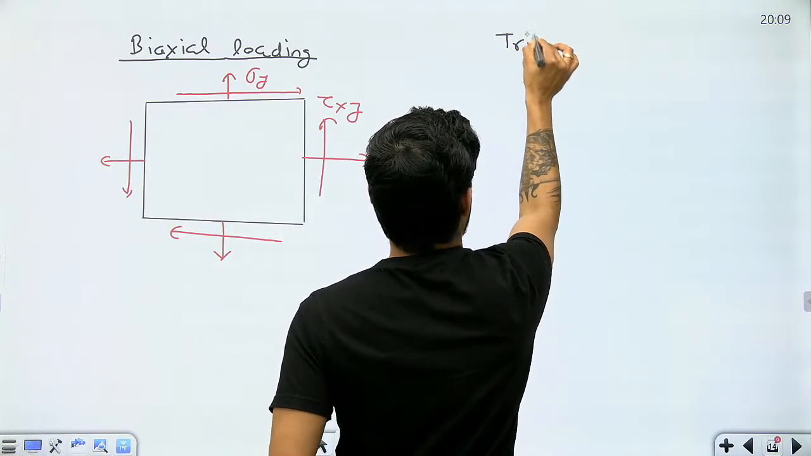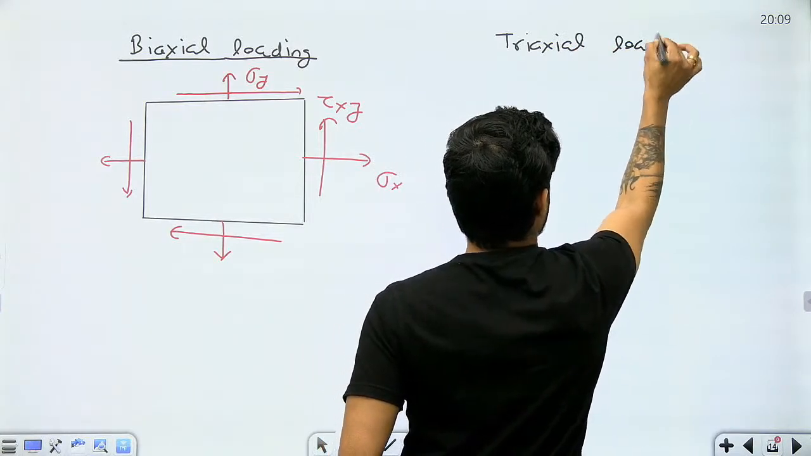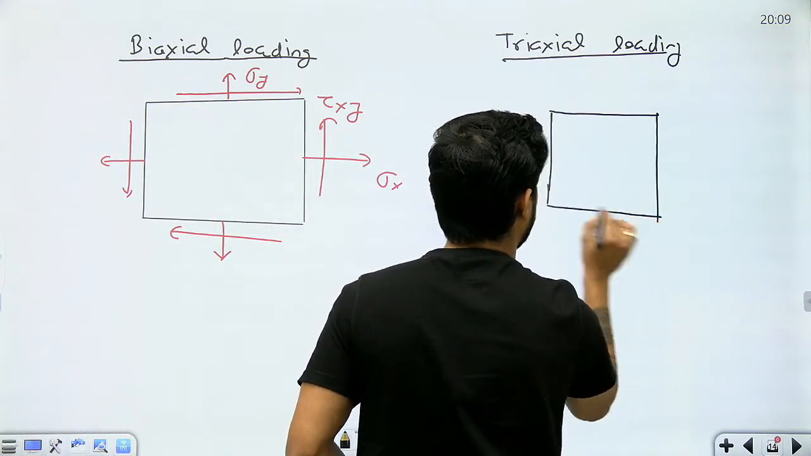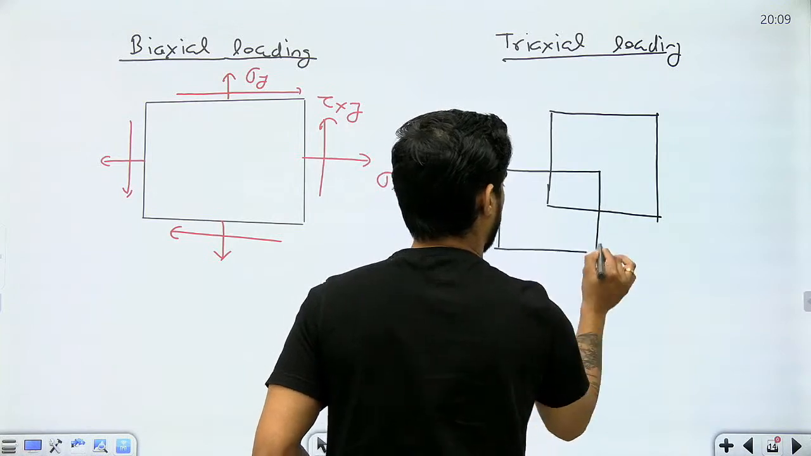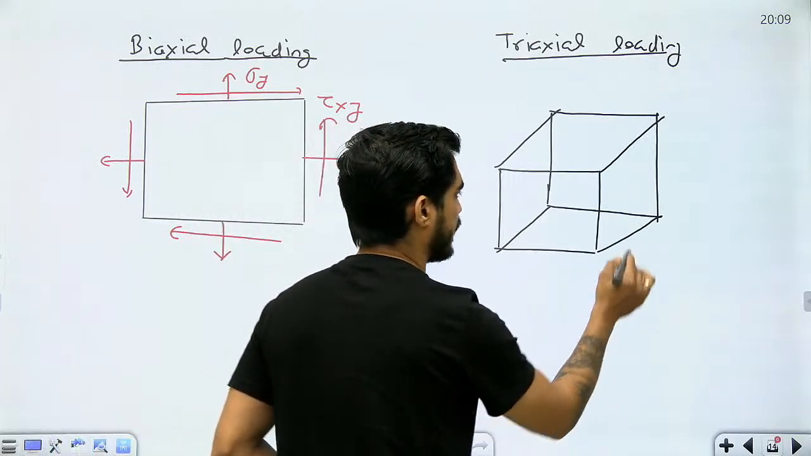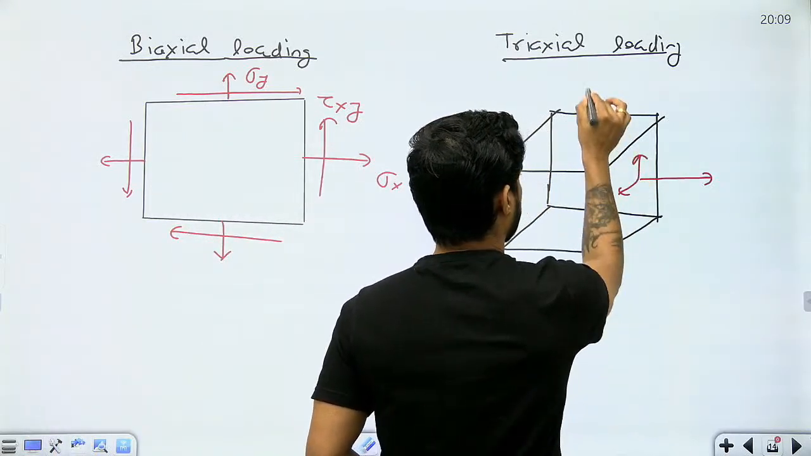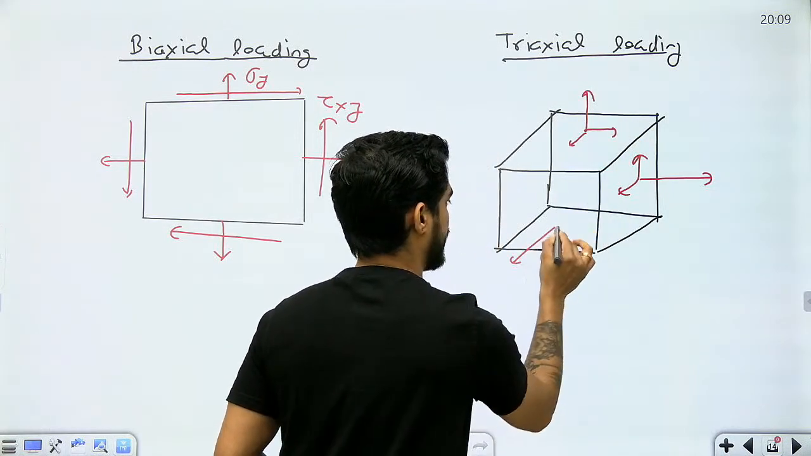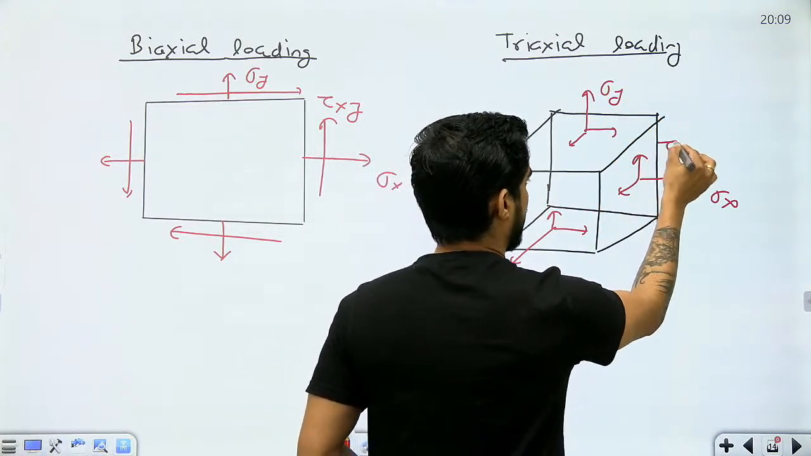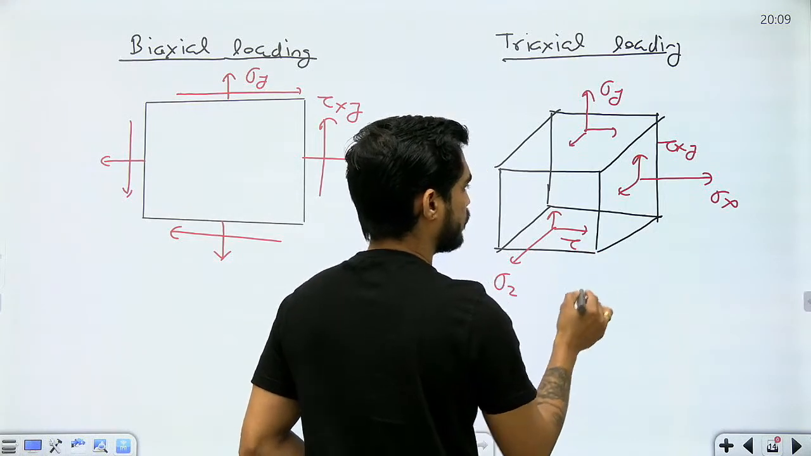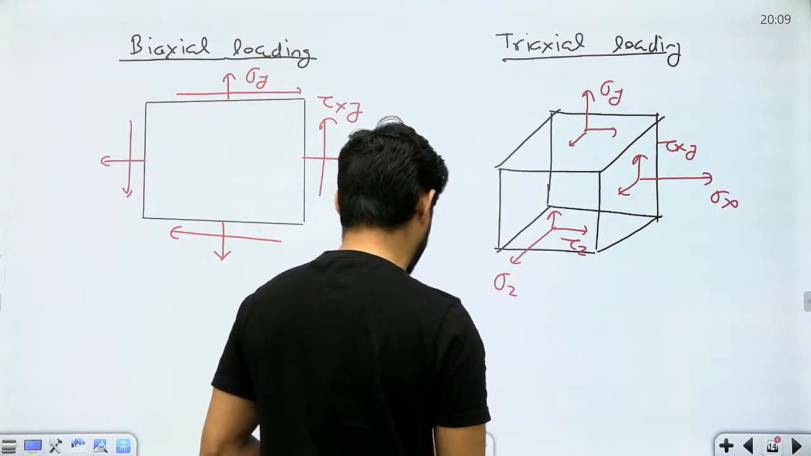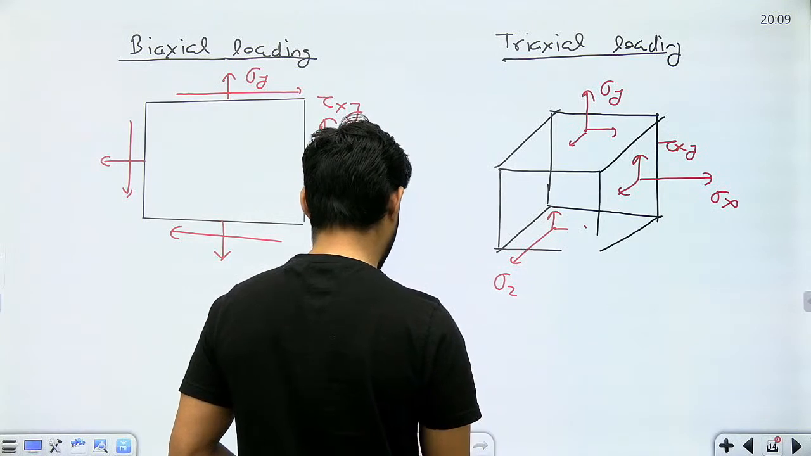And what do I mean by tri-axial loading? If I say tri-axial loading, that means there will be stresses in all three directions. In biaxial, there will be stresses in only two directions, x and y. In case of tri-axial loading, there will be stresses in all three directions. So you will get stresses like this: sigma x, sigma y, sigma z. You will get tau xy, tau yx, tau xz and tau zx. Filling it will take time, so let me leave it like that.